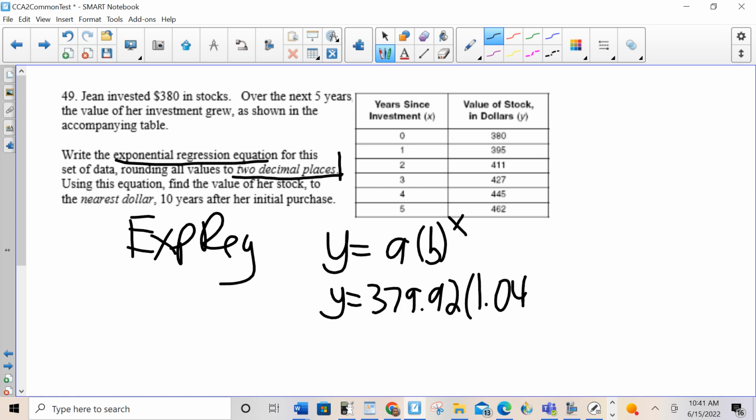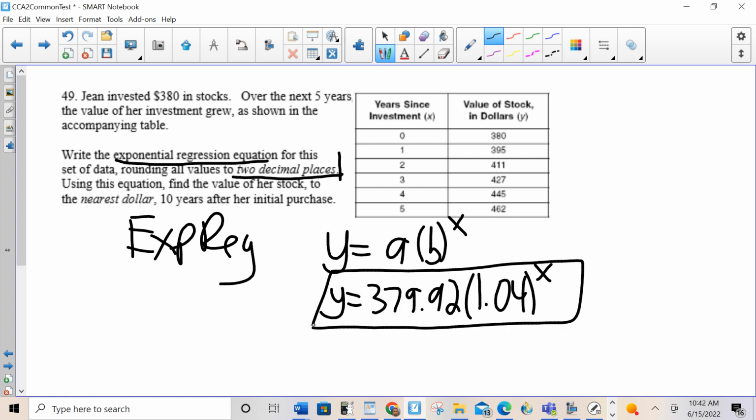1.04. Make sure you put to the power of x. Do not read past it. The first question asks for an equation. You need a y equals and you need an x. Now that I have that, I move on to the follow-up question.